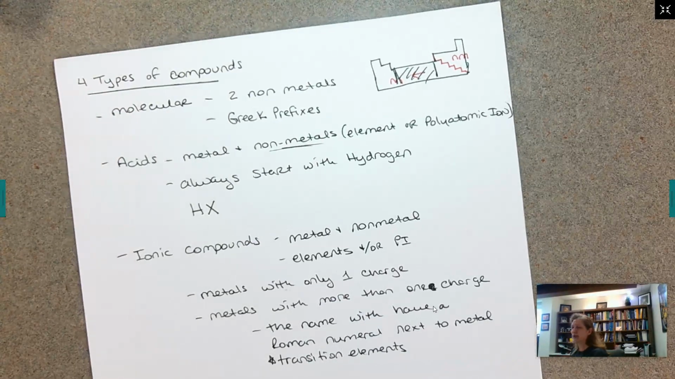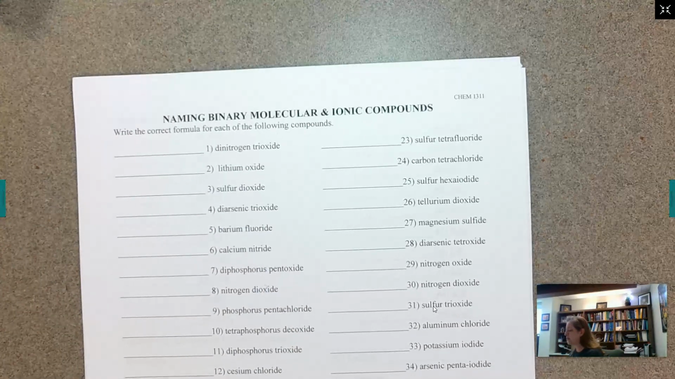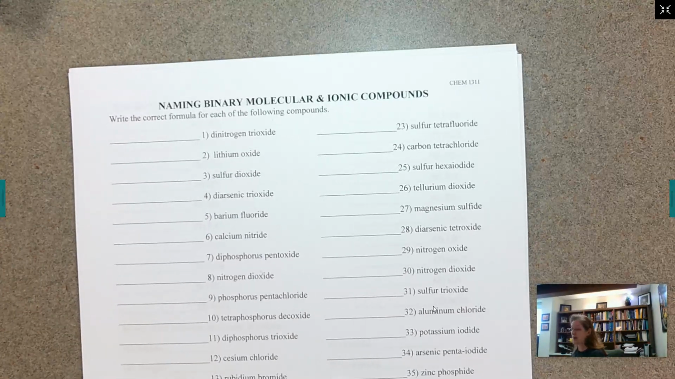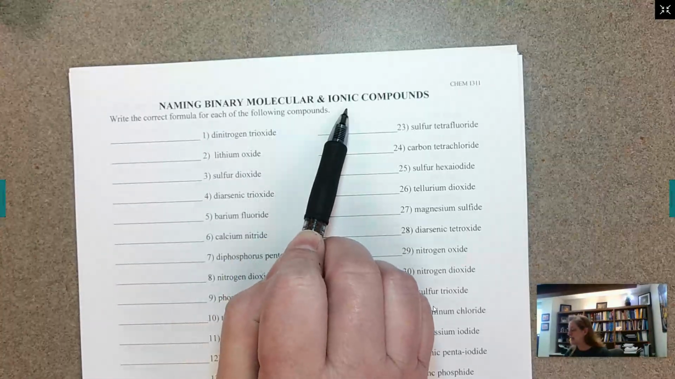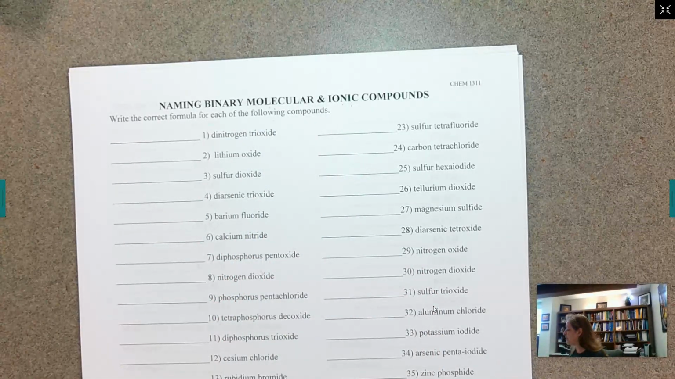Okay, so now let's take a look at naming some of these molecular compounds. So what I'm going to do is I'm going to pull this paper out, and again, this is also going to be uploaded onto your Moodle page, so that way you've got access to this, okay? So the first thing I'm going to do is just go through and identify what is an ionic compound and what is a molecular compound. I'm just going to kind of try to name a few of these. We're just going to go through a few.